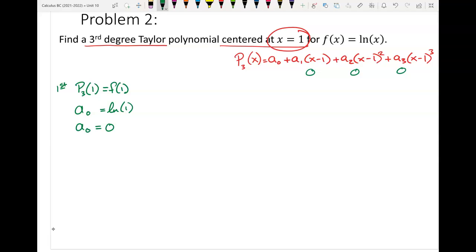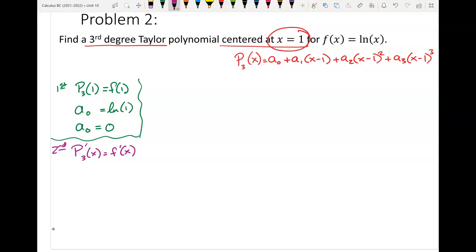All right, so that's the first one. Let's go ahead and find our next one then. Second, I'm going to set the first derivative of my polynomial equal to the first derivative of the function.